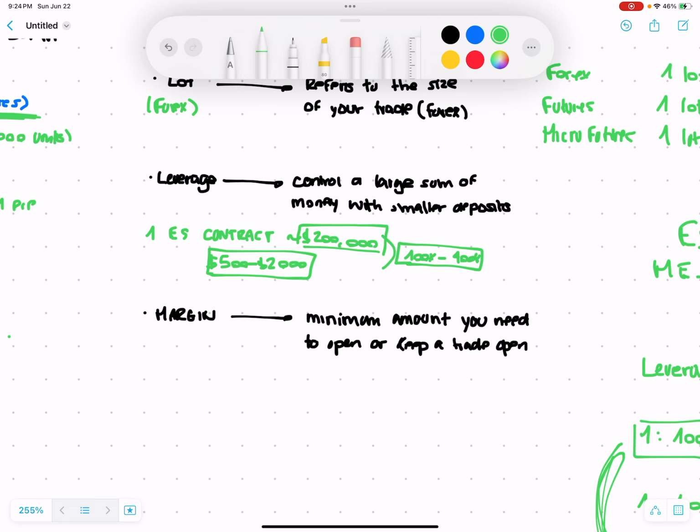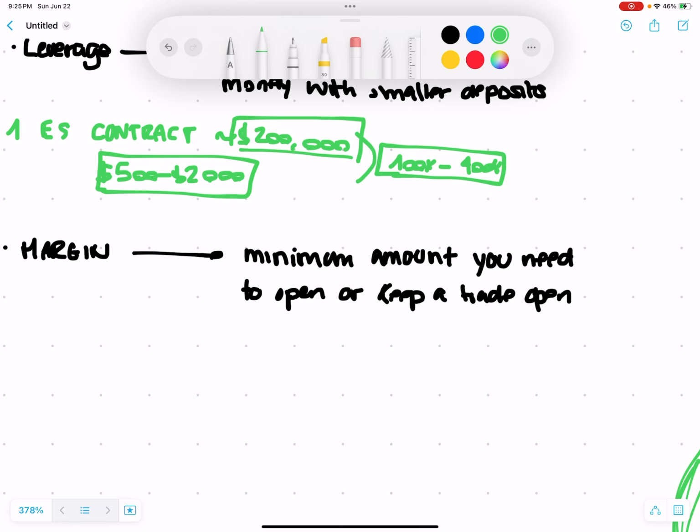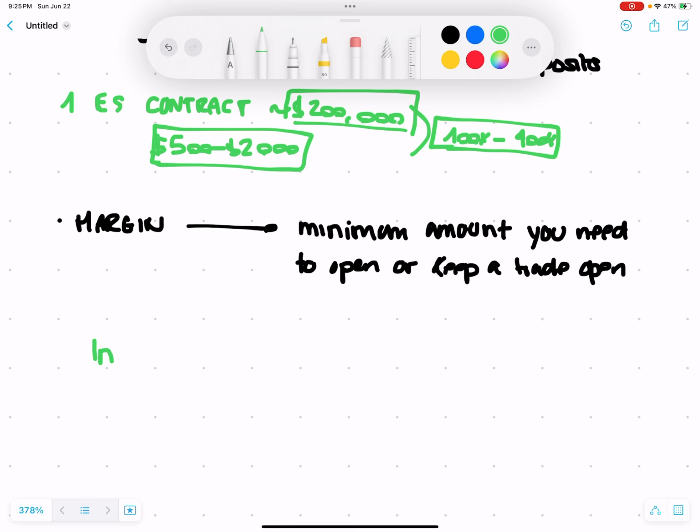Now, lastly, let's talk about margin. What is margin? Margin is just the minimum amount of money you need in your account to open or keep a trade open. Oftentimes you're going to see that you have an initial margin in your account, the initial amount of money you have. It's just the amount that you need to open a trade. And then you will have a maintenance margin, which is the amount that you need to keep the account open.